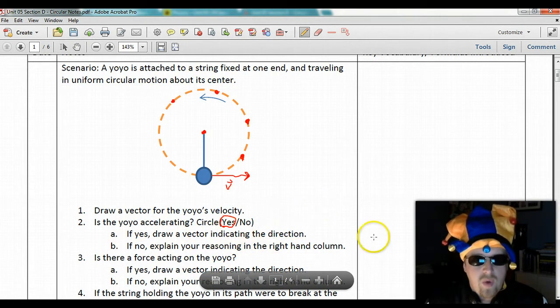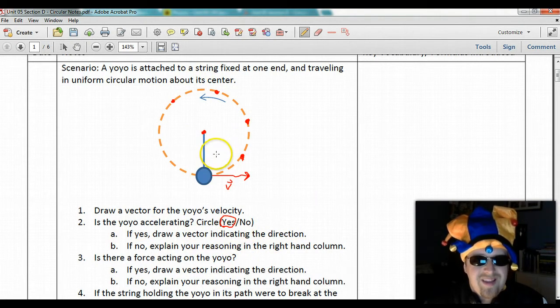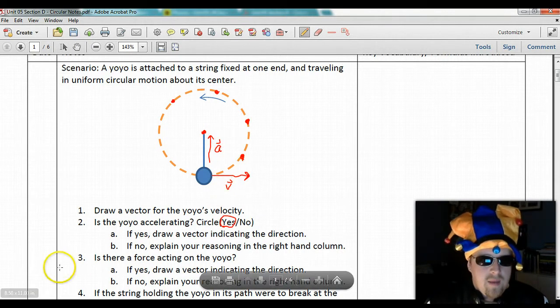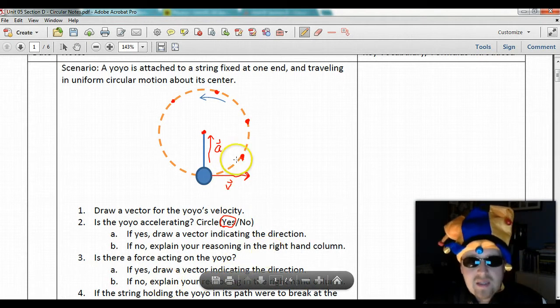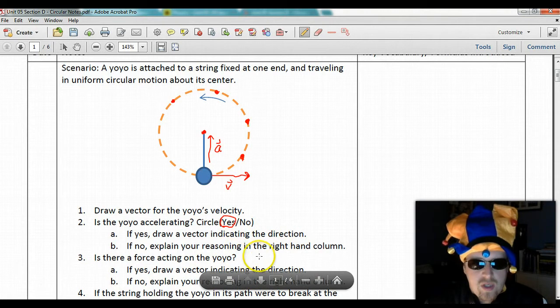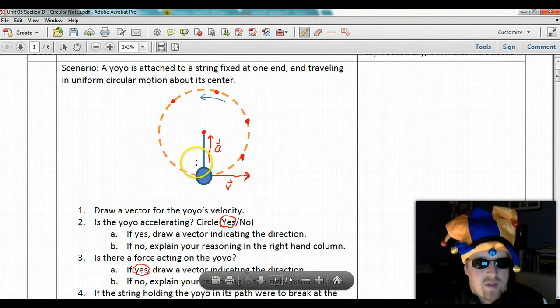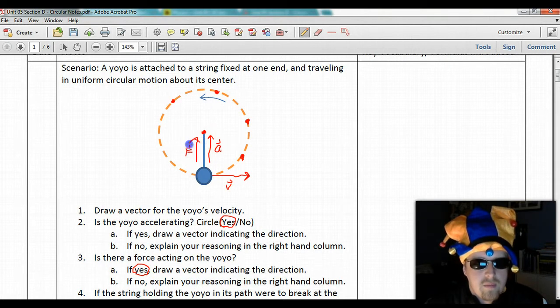So in order to draw that from our notes, we know that acceleration is acting towards the center of motion. Acceleration is acting in this direction. Now, if the mass is accelerating, there must be a force acting on it in some way, shape, or form. So yes, there is indeed a force acting on the yo-yo, and that force is also center-seeking. So we have the velocity, the acceleration, and the force.